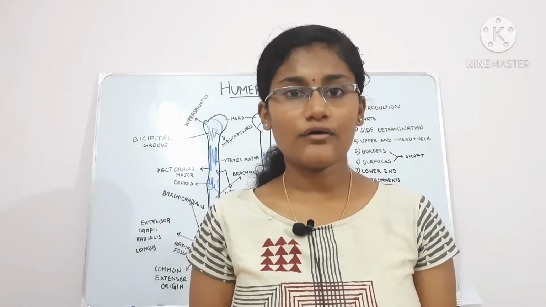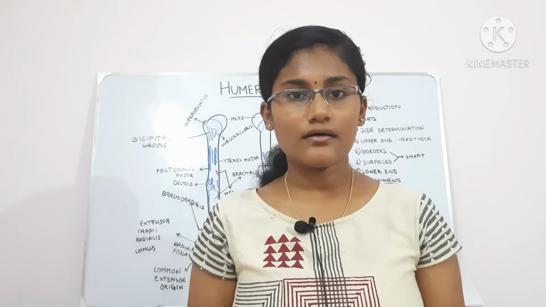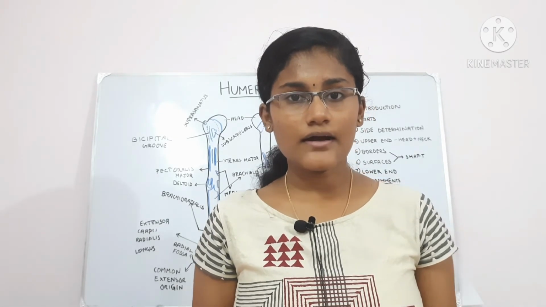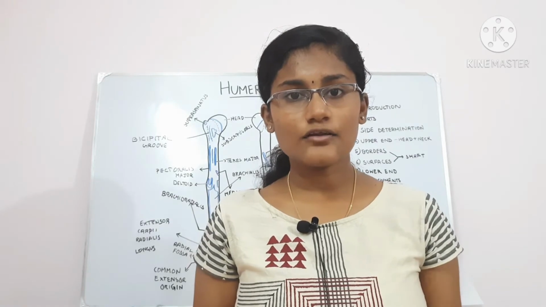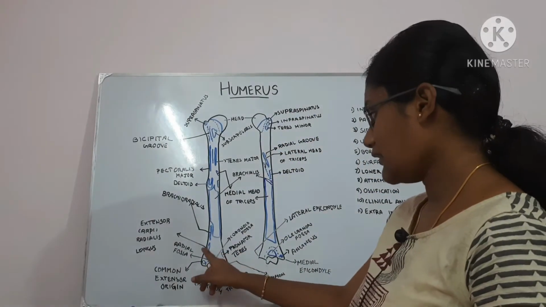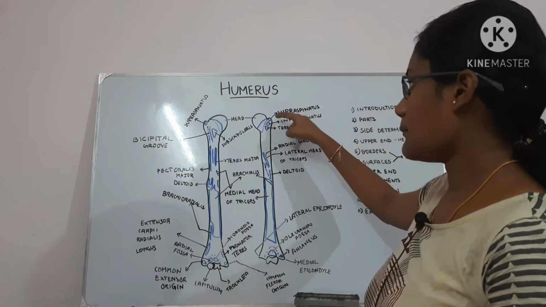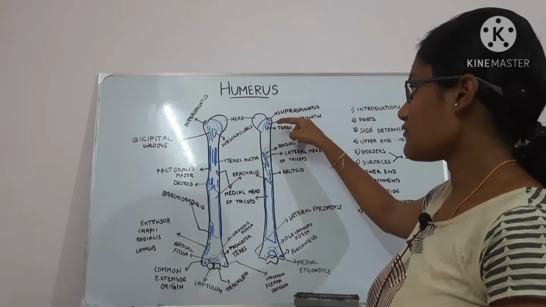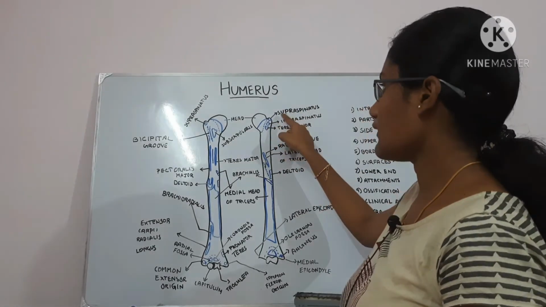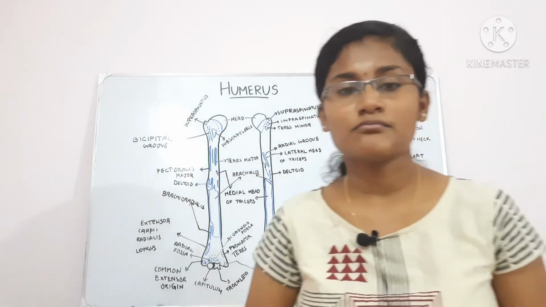Now let's see about the lateral border. The lateral border on its upper end is almost not visible, it is indistinct. And on its lower end, it forms the lateral supracondylar ridge, that is over here. On the posterior aspect of the upper end, the lateral border forms the three impressions of the greater tubercle, which give attachments to the supraspinatus, infraspinatus and teres minor respectively.